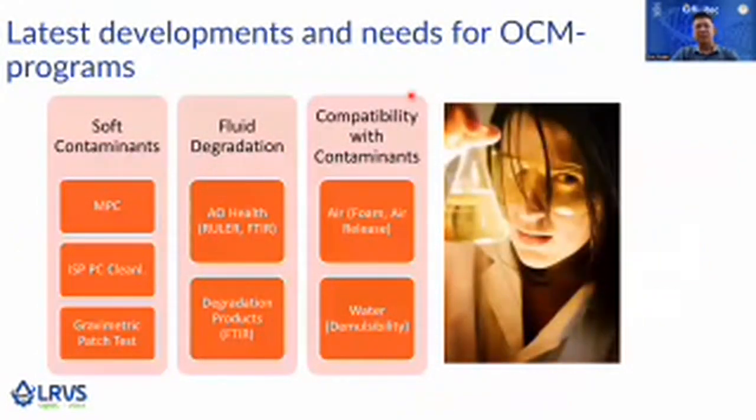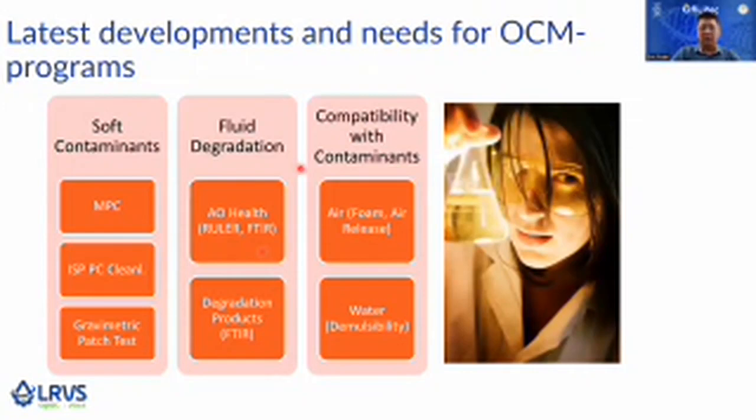The latest development and the need for the OCM programs: basically there are three categories that you may need to look at. In the soft contaminants, there are several tests which can measure the soft contamination or the deposit in the oil, which are the MPC, the ISO particle count, and gravimetric patch testing. And then on fluid degradation, the antioxidant health is important, so you will have the RULER test and the FTIR.